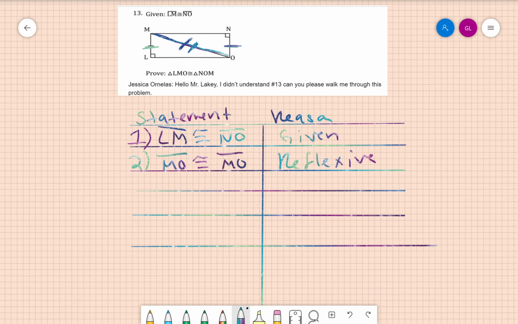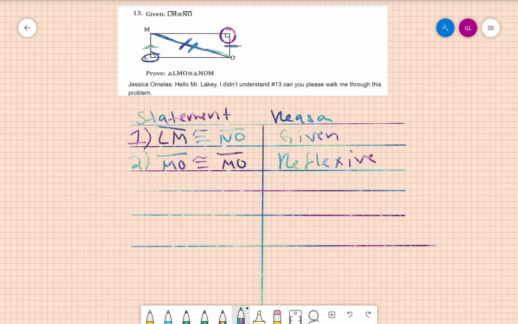Now remember, we've only proven two things. We haven't proven three. We don't have two angles and a side, or three sides. We've only proven two components of this particular shape. But look, we have a right triangle. We have a right triangle, right?